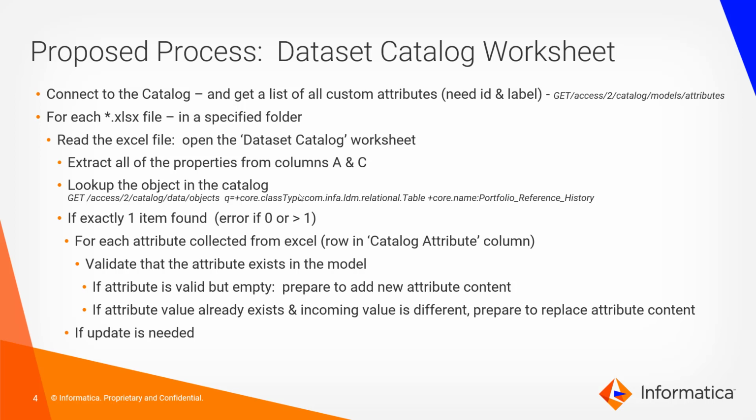And finally, after all those attributes have been iterated through, we store a flag to see if the update is actually needed or not, because we don't want to update if we don't have to. And finally, once that happens, we'll actually use the put method to put that object back into the catalog.